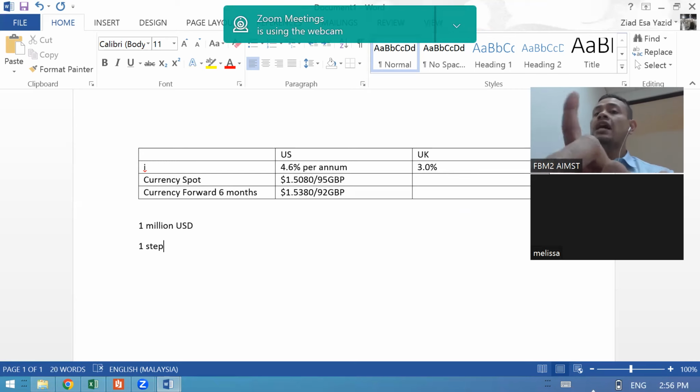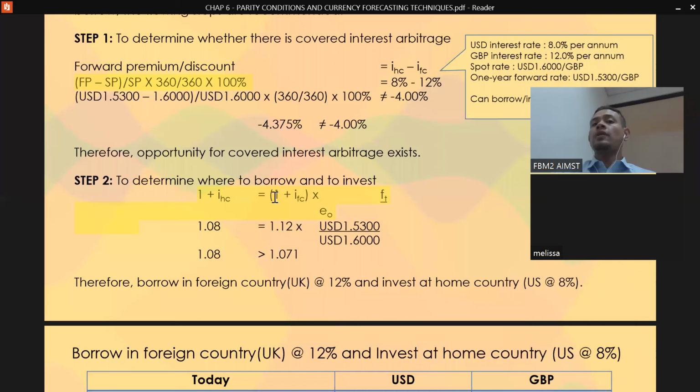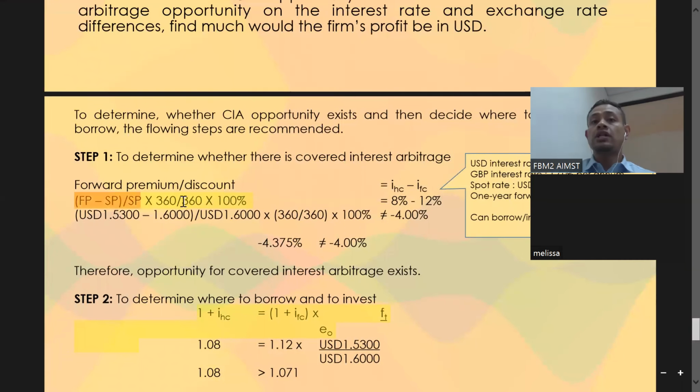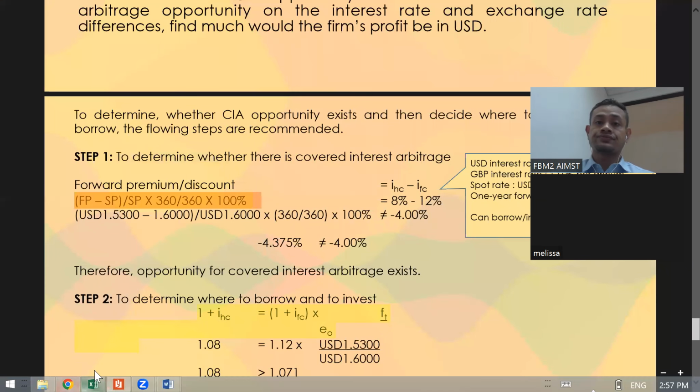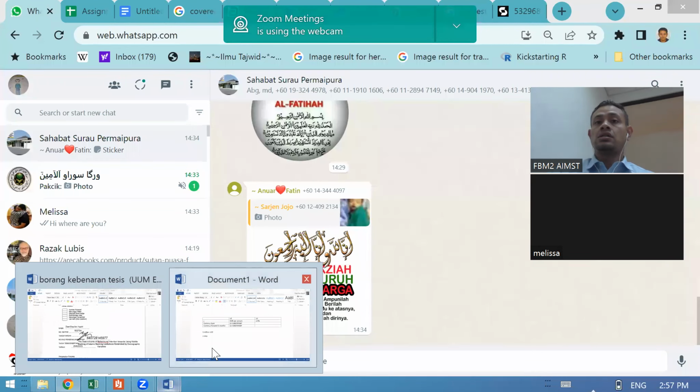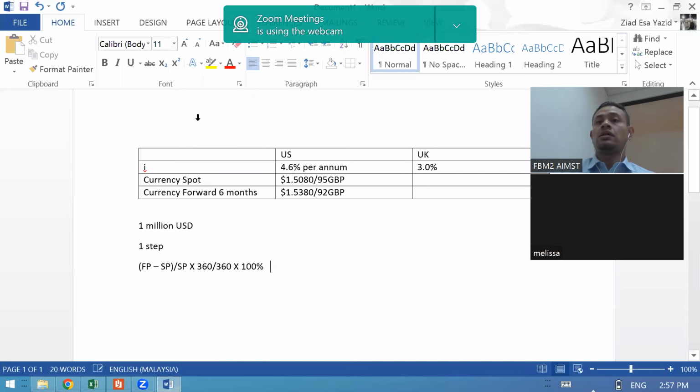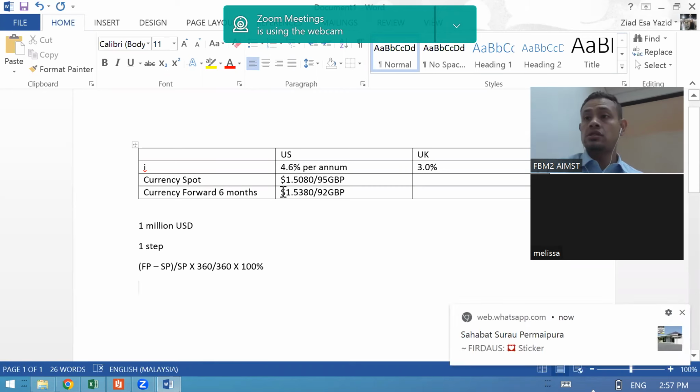First step that we have to do is we need to determine whether there is covered arbitrage or not. To determine whether there's covered arbitrage, step 1, we use this formula. Copy. So this is the formula, then we just put in the values. So forward minus spot. This is the forward, and this is the spot.